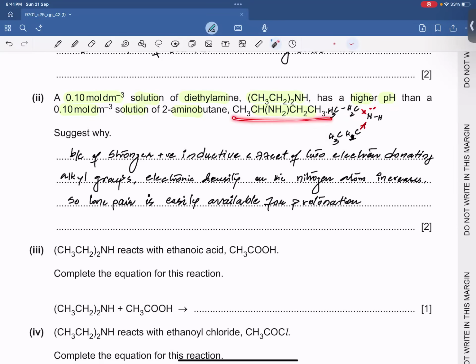On the other hand, what's happening in this compound? Let me show you. This is CH3. This is CH. This is NH2. This is CH2. This is CH3. Now, this compound also has two electron donating alkyl groups, but both of them donate electrons to the carbon atom. So these two electron donating alkyl groups are indirectly attached to NH2, which is why, as compared to this scenario, the electronic density on the nitrogen atom is relatively lower. So the lone pair of nitrogen is not easily available for protonation in this scenario. Okay, I hope it makes sense to you.